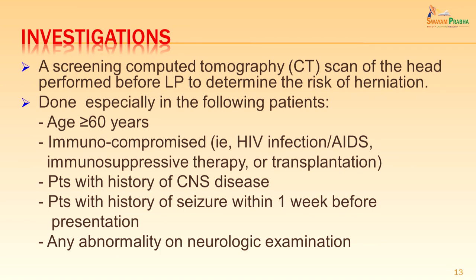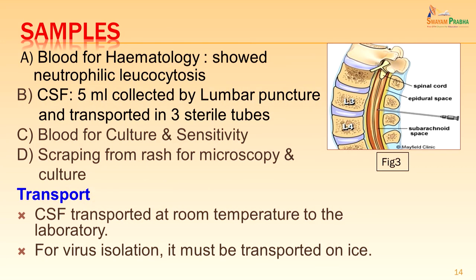This is done specially in patients who are more than 60 years old, immunocompromised, that is patients with HIV infection, patients on immunosuppressive therapy or transplant patients, patients with a history of central nervous system disease, patients with a history of seizure within 1 week before presentation and any other neurological abnormality. Since this patient was 60 years old, a CT scan was performed. The CT scan was normal, blood for hematology was sent, and it showed neutrophilic leukocytosis. CSF was collected by lumbar puncture, getting into the subarachnoid space between the L3 and L4 vertebrae, and 5 ml of CSF was collected. Blood was also collected for culture and sensitivity and a scraping from the rash was collected for microscopy and culture.